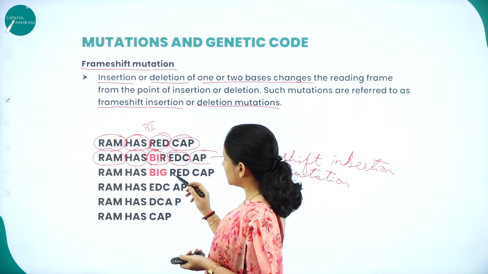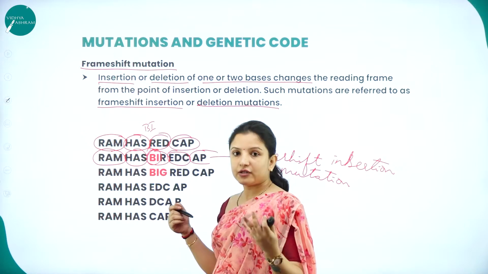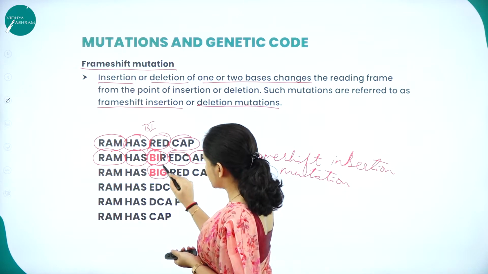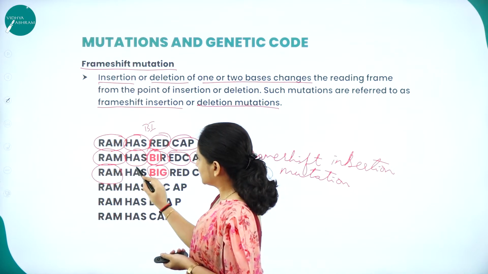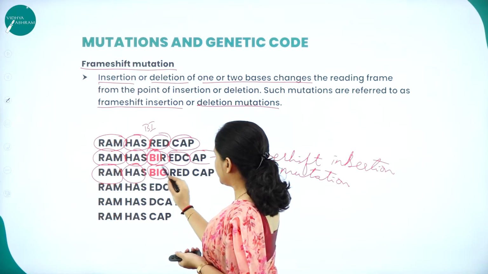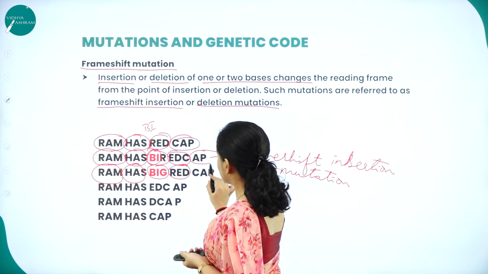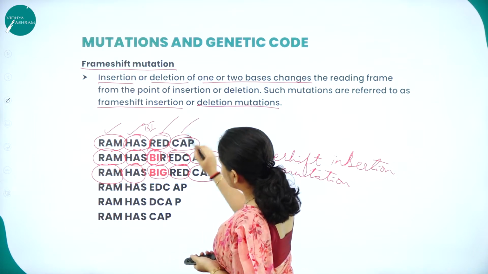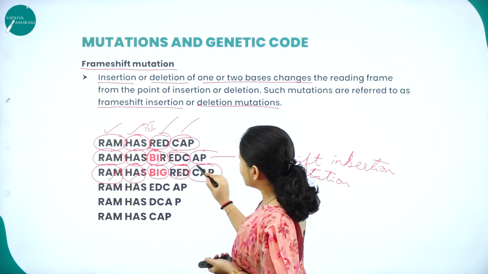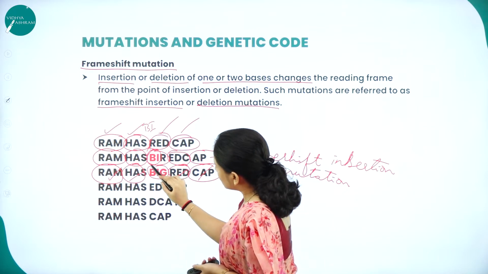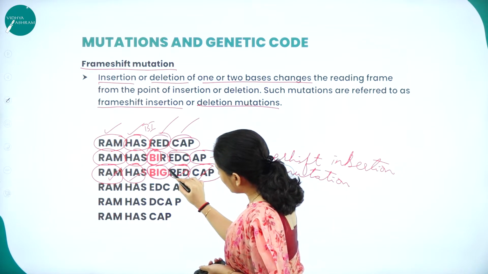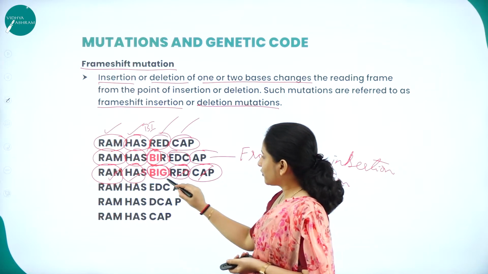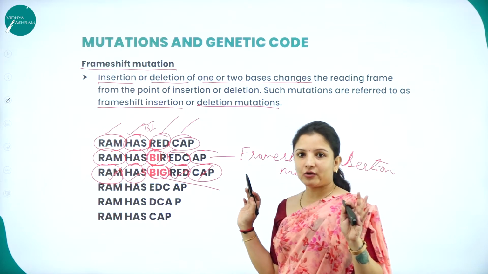Likewise, we have here, say for example, again, three nucleotides got added. What are those three nucleotides? B, I and G. Now, RAM remains the same, has BIG will be read as one, red will remain the same, cap will remain the same. Everything, if you see this normal nucleotide, everything here also remains the same, right? But three different nucleotides got added in between. Now, big will produce one different type of amino acid.